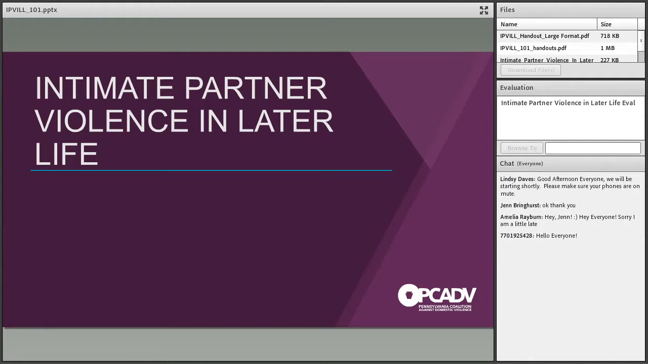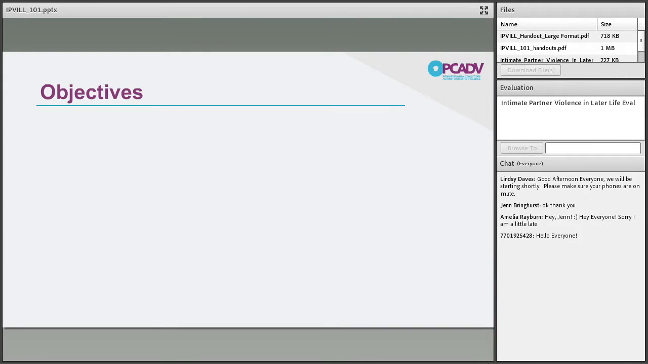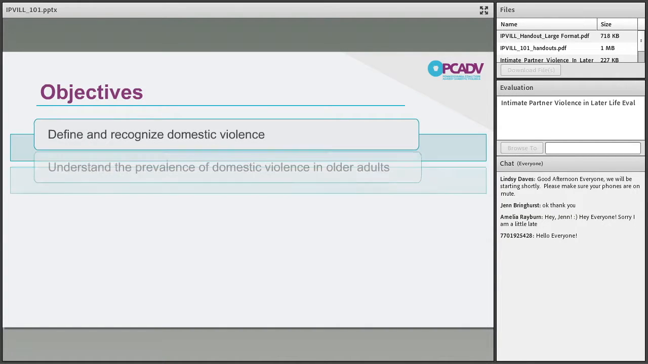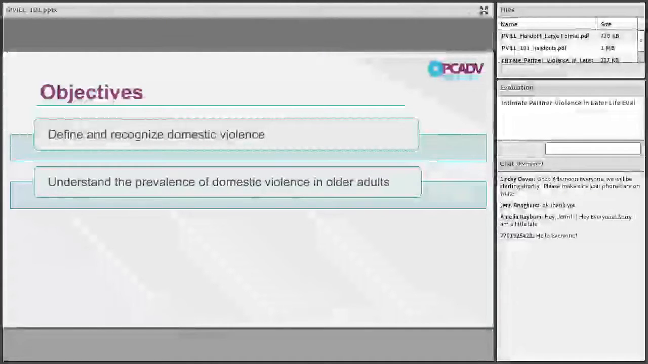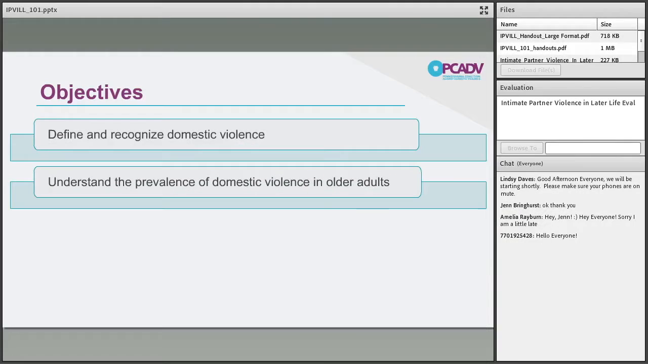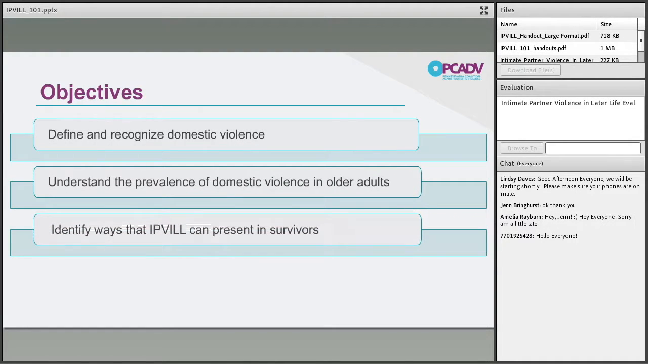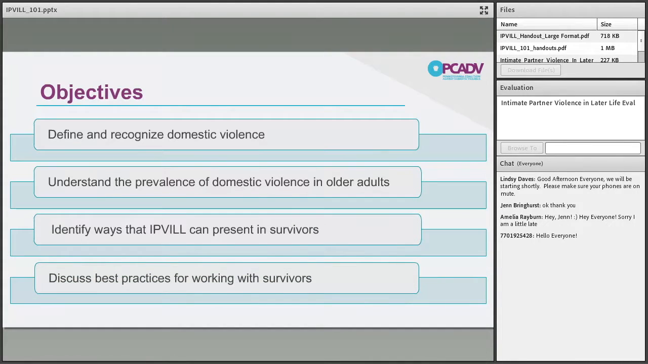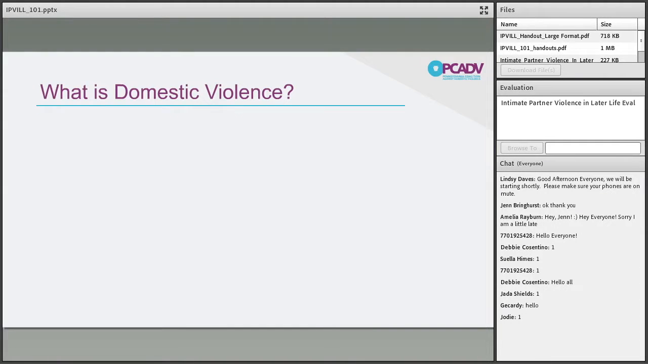We're here today to talk about intimate partner violence in later life. So some of the objectives for today, we're going to define and recognize domestic violence, kind of as a refresher baseline. We're going to understand the prevalence of domestic violence in older adults. We're going to identify ways that IPVILL can present in survivors and discuss best practices for working with survivors of IPVILL. So first we're going to start off talking about domestic violence.